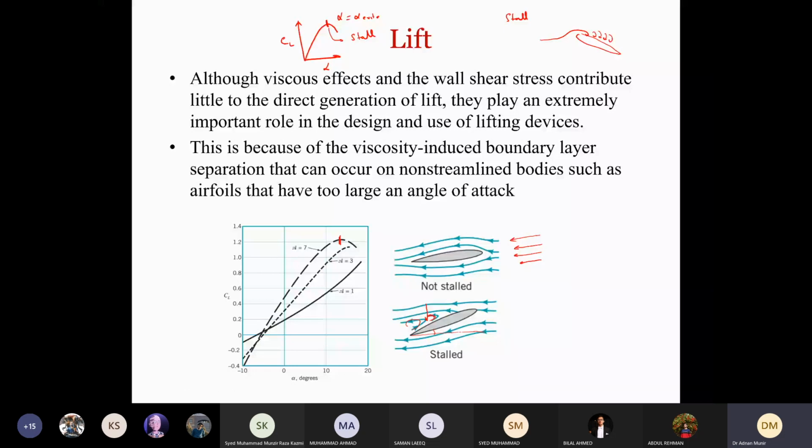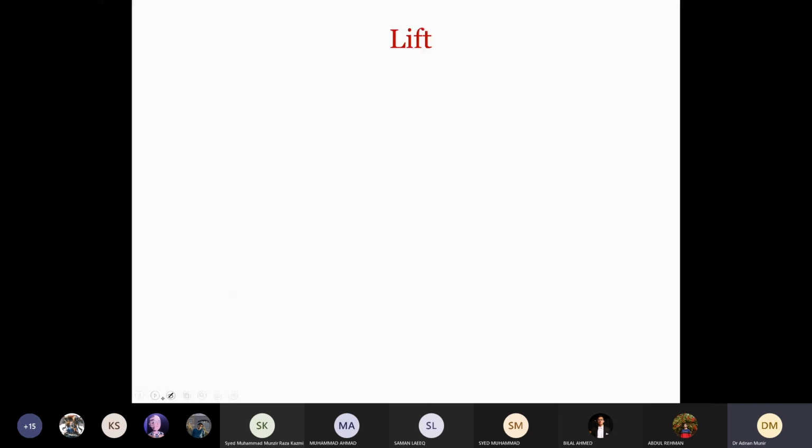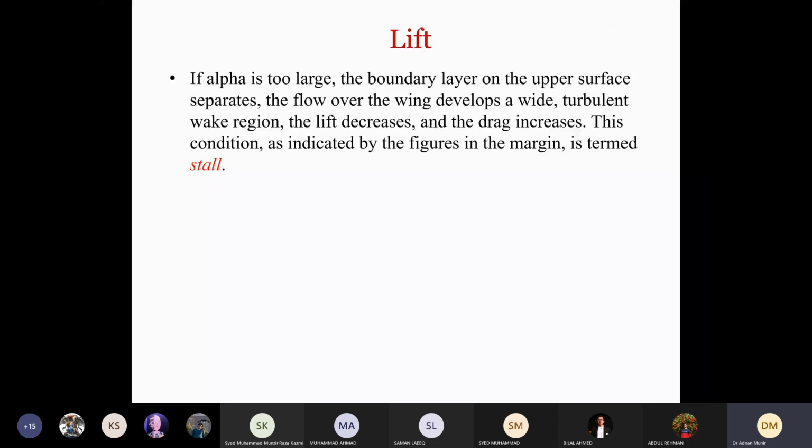Okay, so if alpha is too large, the boundary layer on the upper surface separates. The flow over the wing develops a wide turbulent wake region. The lift decreases and the drag increases. This condition, as indicated by the figures in the margin, the figure that I showed in the last slide, is termed stall. So we already discussed this.